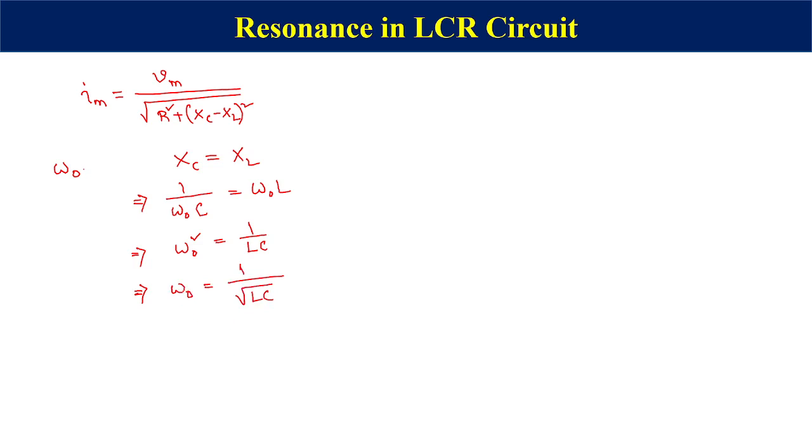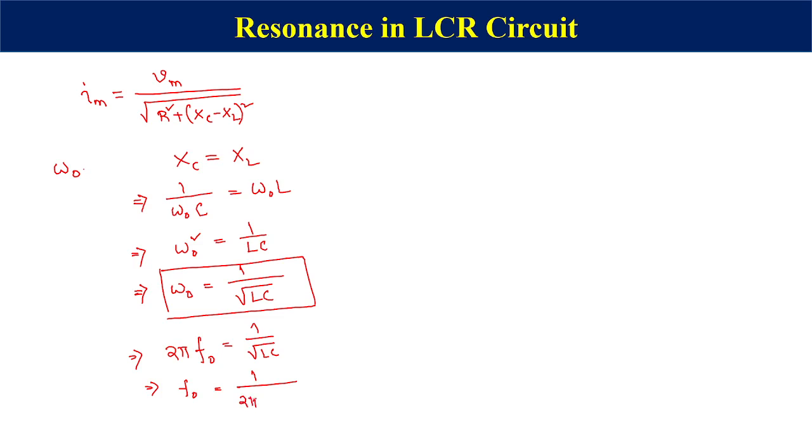This is something we have to remember. In terms of linear frequency, 2 pi f naught is equal to 1 upon square root of LC, so f naught, the linear frequency, is 1 upon 2 pi square root of LC. This is something we already know from our higher secondary classes, where it is very well taught. In this case, we will not talk in terms of the linear frequency, but rather concentrate on omega naught.